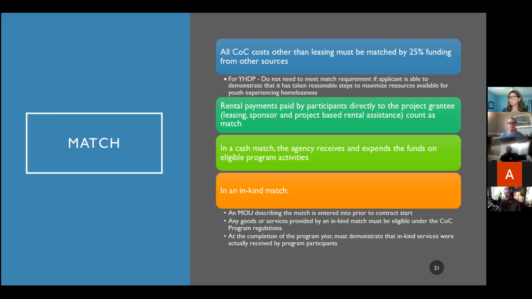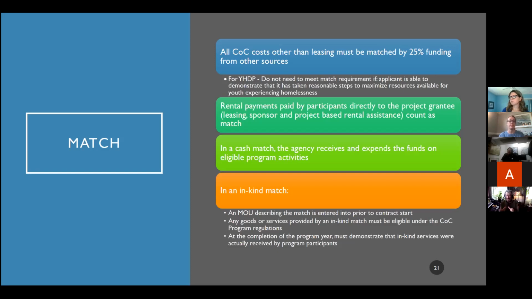As we know, a few years ago, HUD said that any rental payment that's paid directly to you, if you use sponsor-based rental assistance, if you use leasing, if you use project-based rental assistance, if the rent paid by the participants is paid directly to your agency and those funds are recorded in your organization's accounting records, then you can claim that as program income and you can claim that as match.